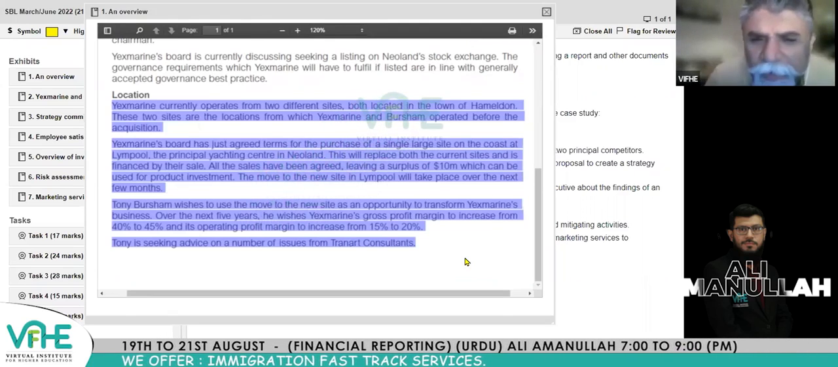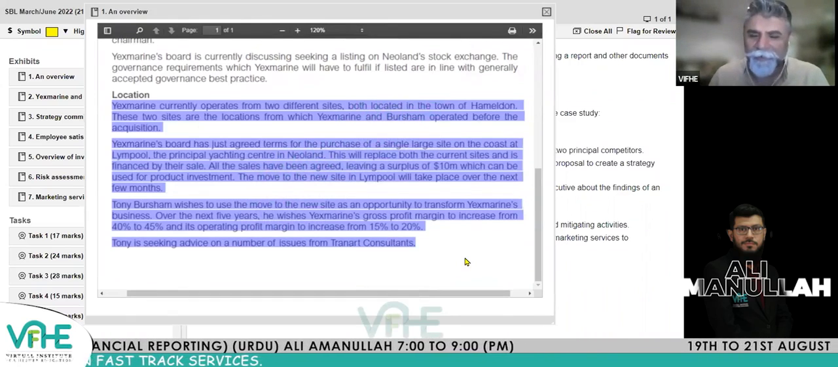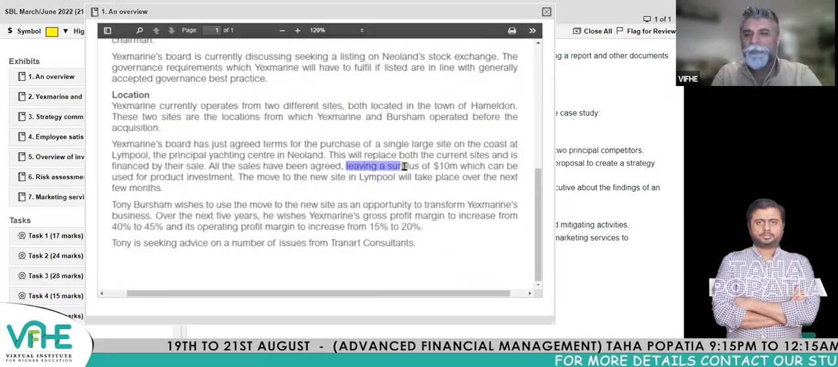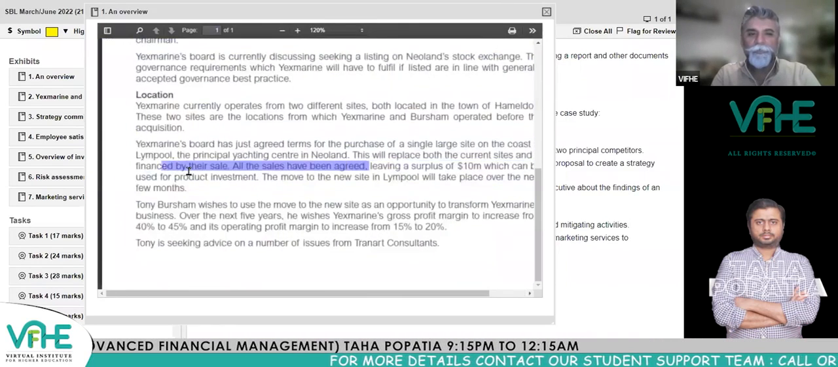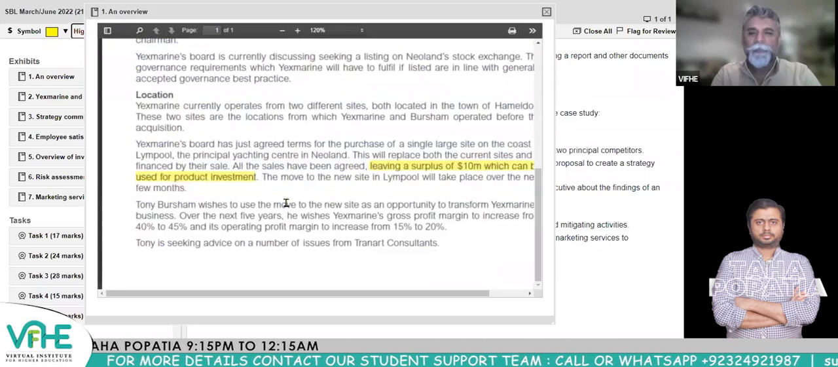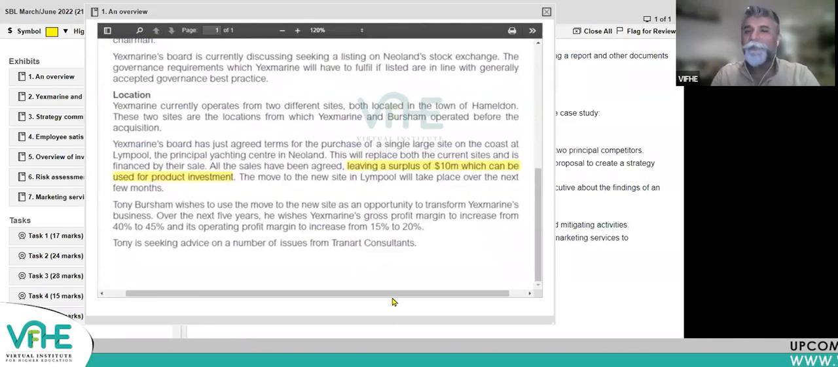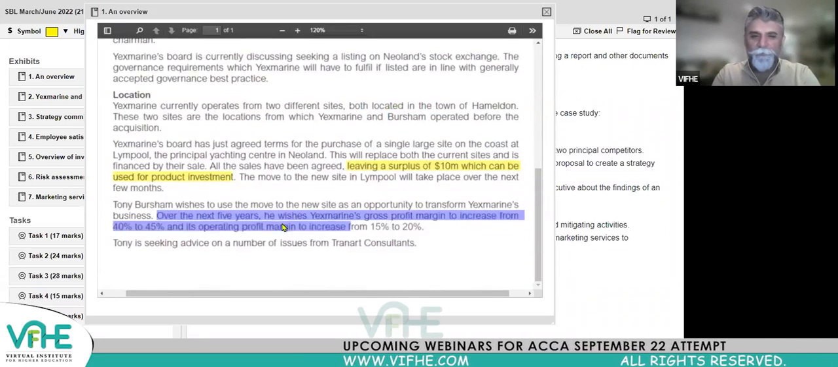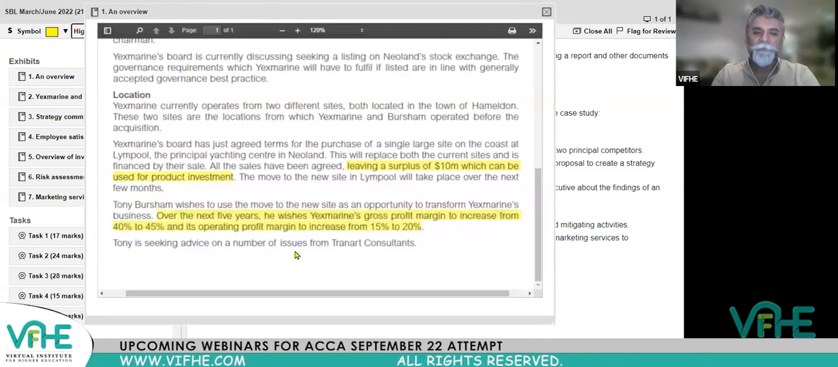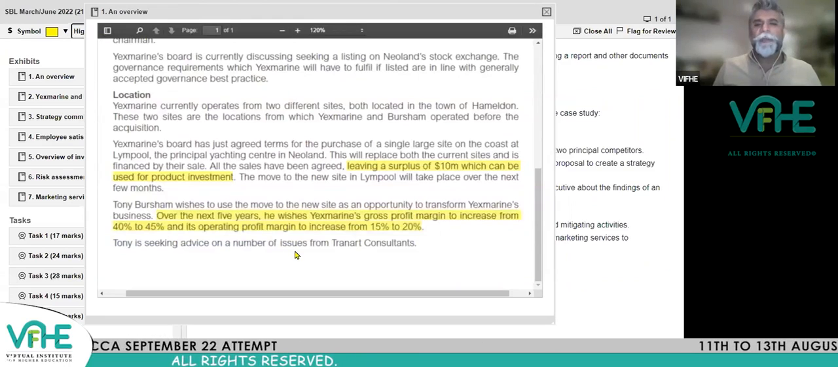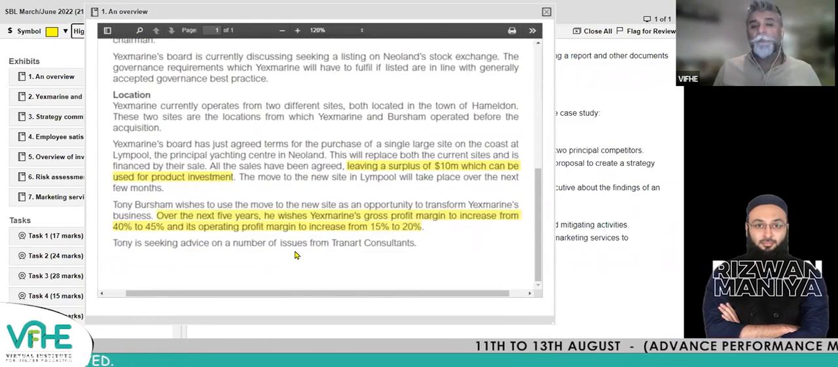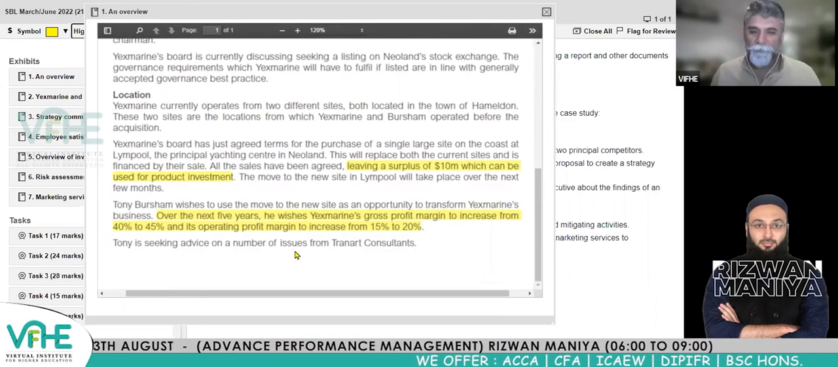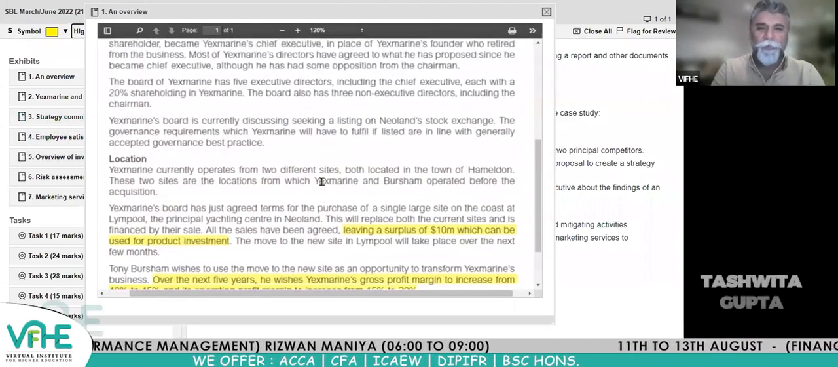Okay, so can anybody tell me, did you understand where they are getting 10 million from? They are selling some property, and they are left with a surplus of 10 million, which can be used for product investment, innovation, and future investment. Over the next 5 years, the CEO, Tony, wishes the gross profit margin to increase from this to this. So the CEO wants Yax Marine's GP margin to increase from 40 to 45%, and operating profit to increase to 20% over the next 5 years. You understand this? Okay.